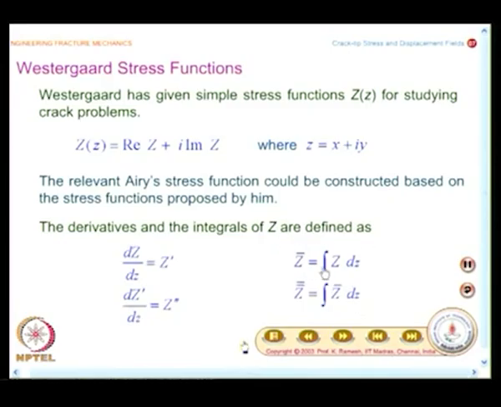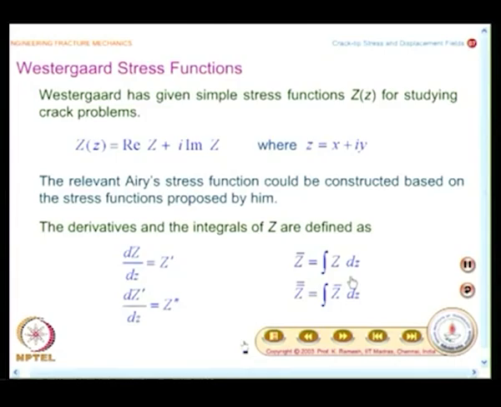Z bar denotes integral of capital Z dz. Normally in complex numbers, the usual convention is that when you put a bar, it is a conjugate function. It is not referred to in that context here. So, you should look at the difference in symbolism and, based on that, interpret the equations that you come across. So, I have Z bar defined as integral Z dz.